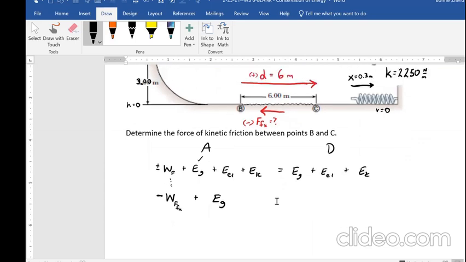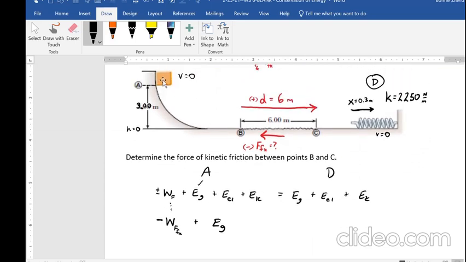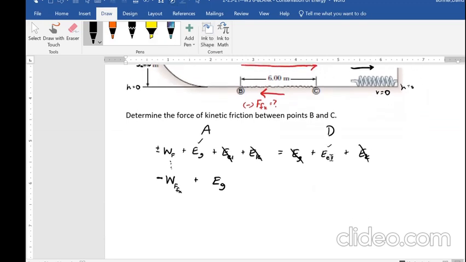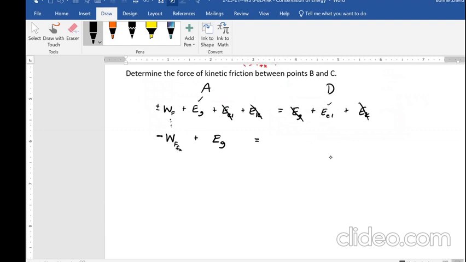At point A, when it's up here, there is a spring, but it's not compressed, so it's not storing any energy at that moment, and it's not moving because the speed is 0. At point D, it's at the height of 0, so there's no gravitational energy. There is a spring that's stretched, in this case compressed, I guess, and it's momentarily stopped at this location as it changes direction. So that's going to equal the elastic.